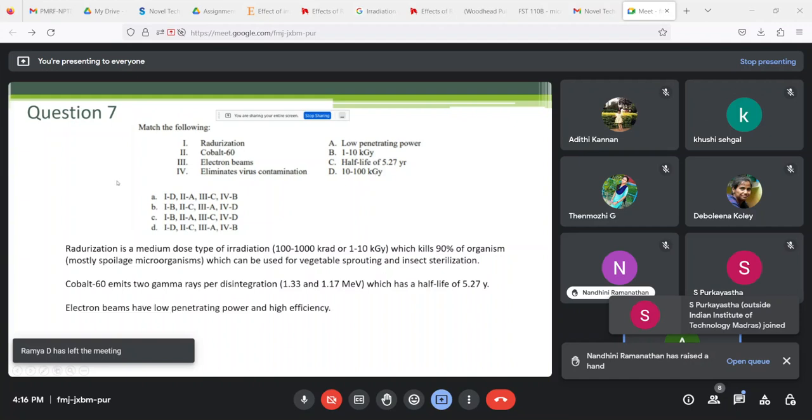And electron beams have low penetration power and high efficiency. And fourth, eliminating virus contamination requires the highest dose possible, which is 10 to 100 kilograys. So this will correspond approximately to rapidization. Rapidization is where you kill the viruses, radioization is where you kill the insects, and radicidation is where you kill the food spoilage organisms like salmonella and such. The answer is option B.